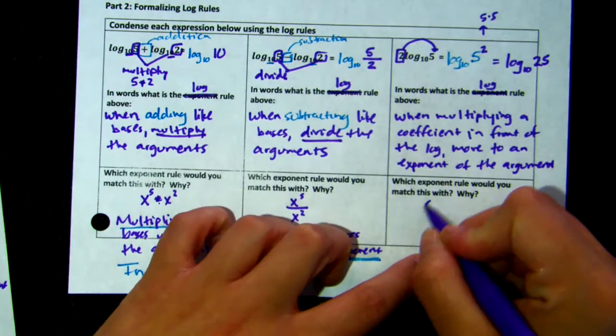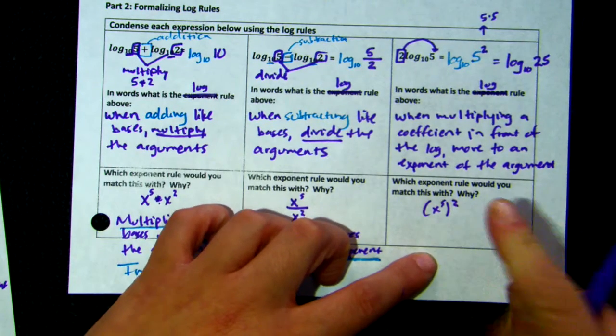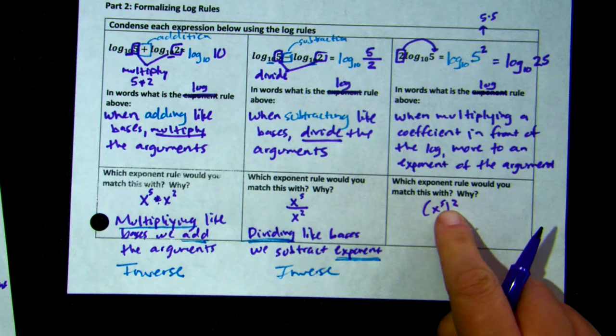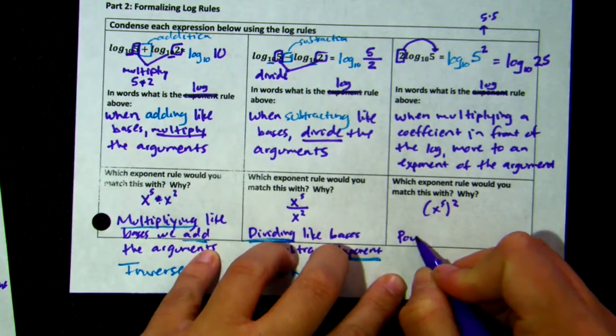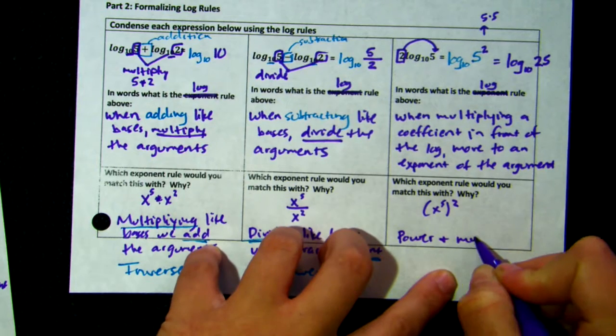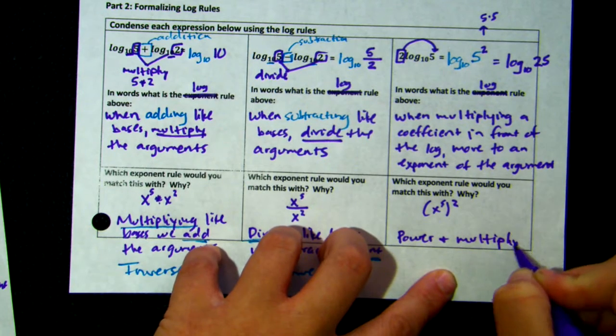Very last one here, I think it matches with our power to a power rule, because here we're taking a power and multiplying exponents.